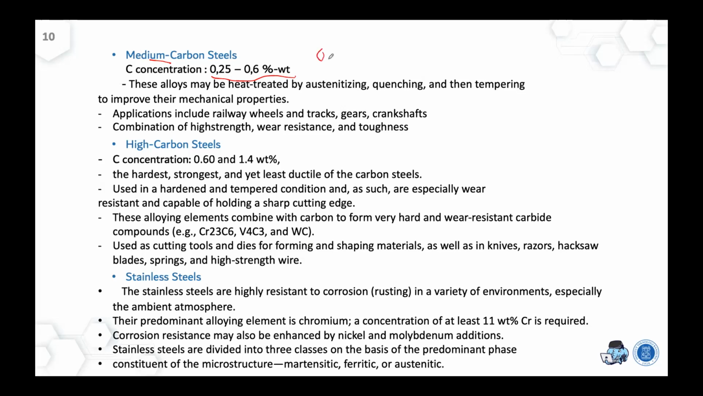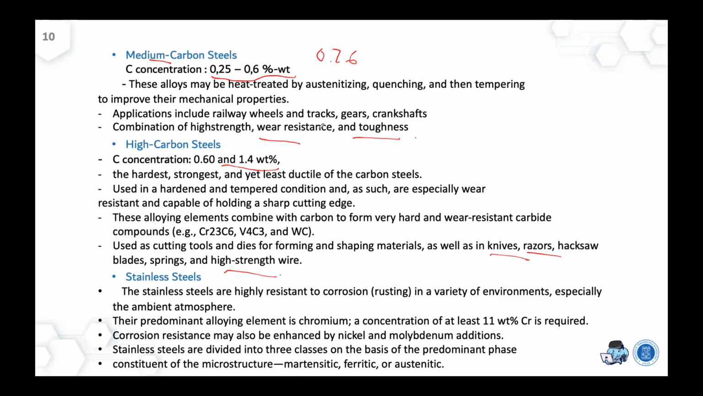Remember, the eutectoid is 0.76. It can be used for railway wheels, gear, crankshaft, and it has high strength and wear resistance. High carbon steel is very strong. The highest one, up to 1.5, for example, would be for knife, for razor, for medical applications, maybe for knife, yeah, pisau bedah, and high strength wire. So again, it depends between the low carbon steel, medium carbon steel, or high carbon steel.